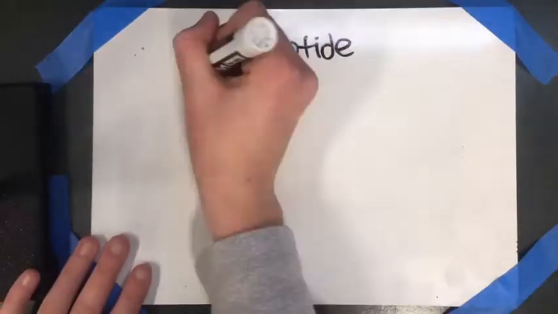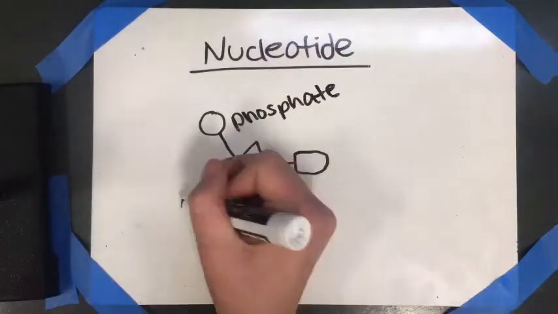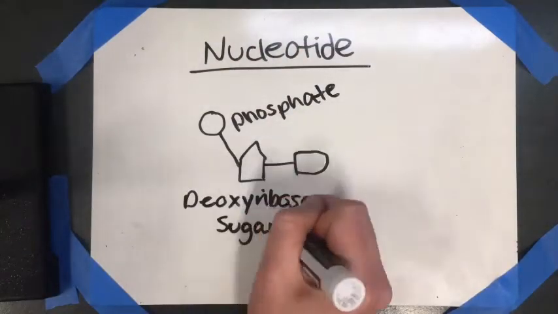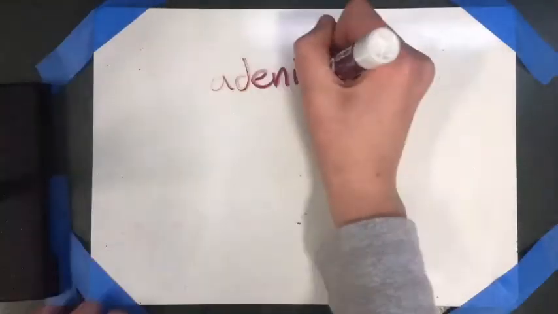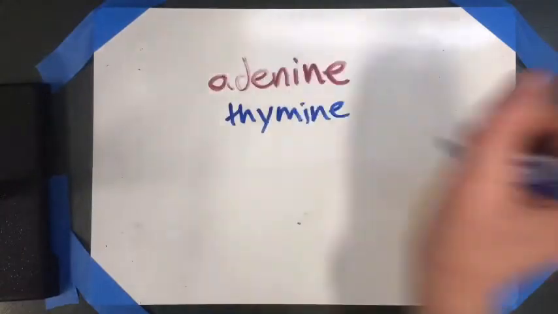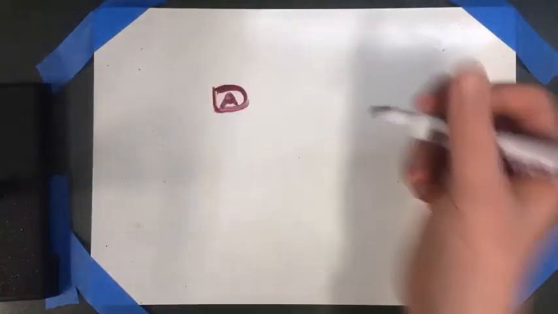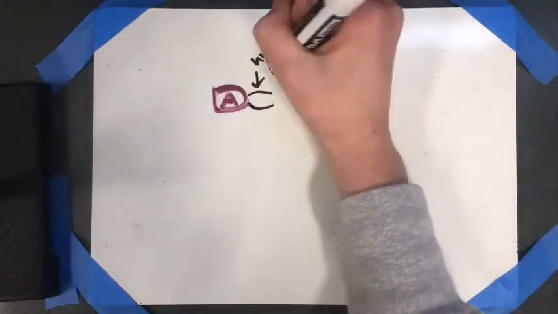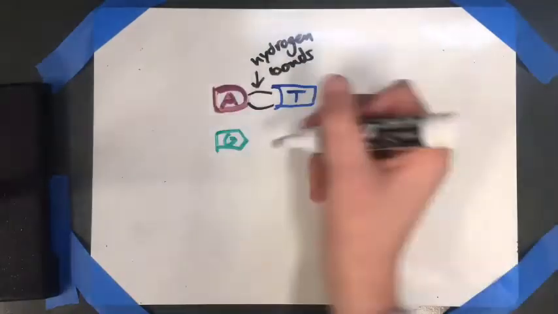The monomers, or building blocks of DNA, are nucleotides. Nucleotides consist of three things: a deoxyribose sugar, a phosphate, and a nitrogenous base. There are four different nitrogenous bases: adenine, thymine, guanine, and cytosine. Certain nitrogenous bases attach or fit together through hydrogen bonds. Adenine and thymine are attached together through 2 hydrogen bonds. Guanine and cytosine are attached together through 3 hydrogen bonds.